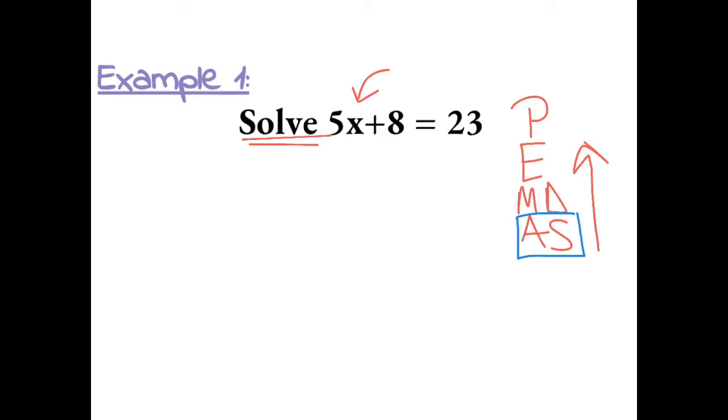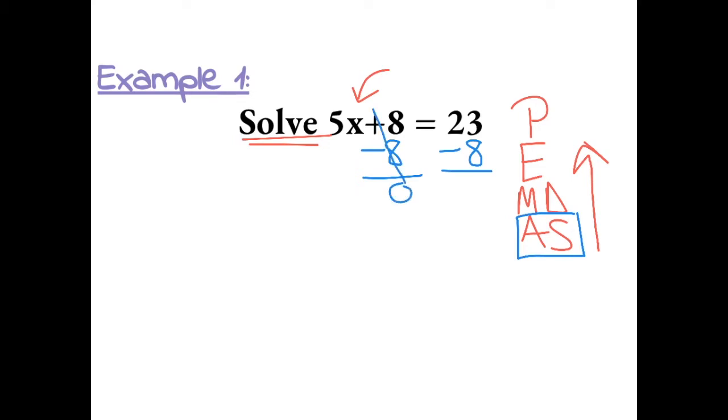So the addition or subtraction that I see happening in the problem is plus 8. So that's the first thing that I want to use inverse operations on. The inverse of adding 8 is to subtract 8. And we know that whatever we do to one side of the equal sign, we have to do to the other side of the equal sign. Plus 8 and minus 8 equals 0 and cancel out.